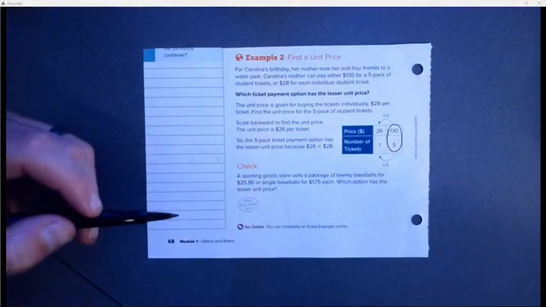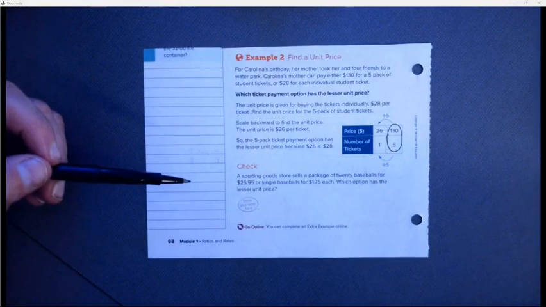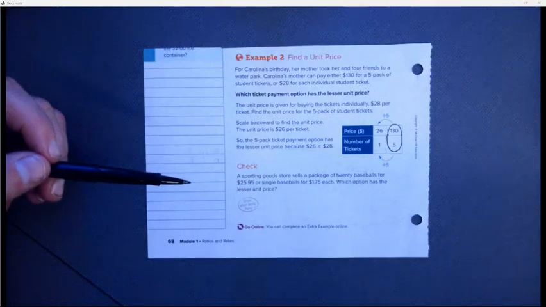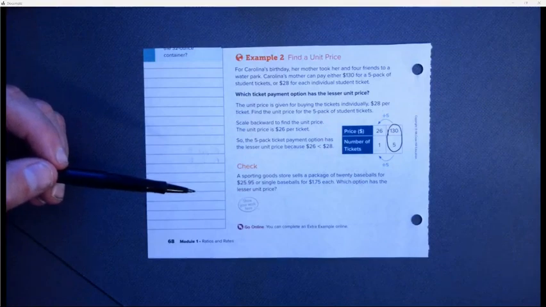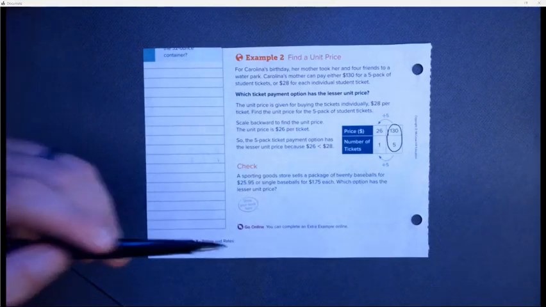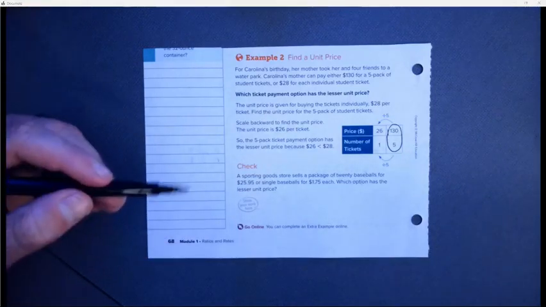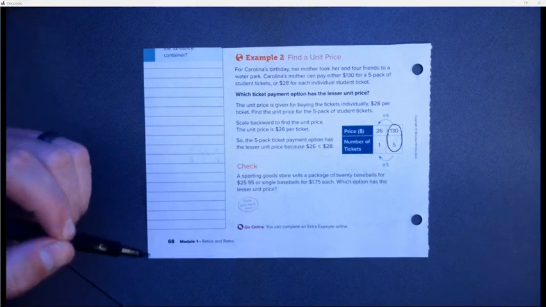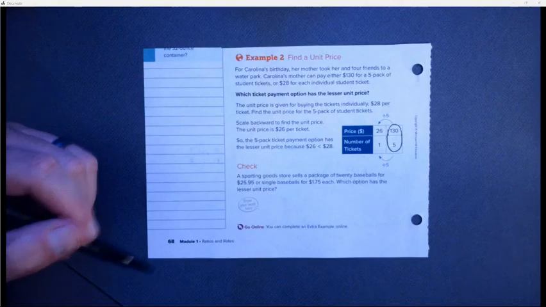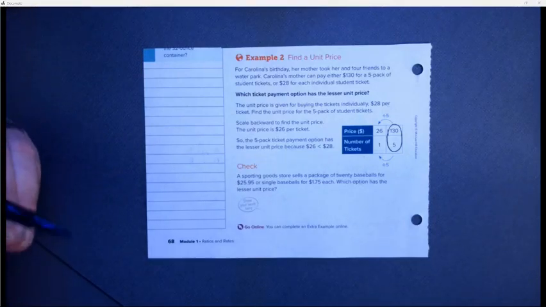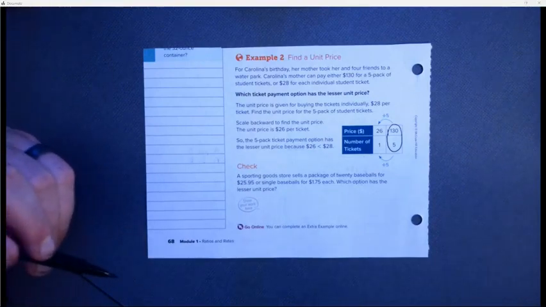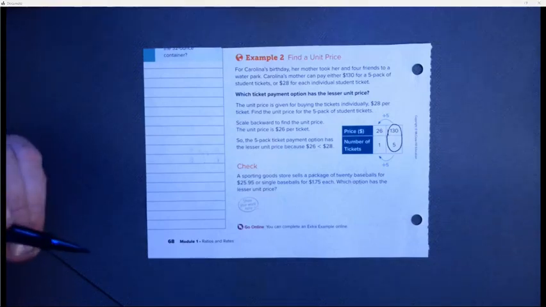All right, our check problem at the bottom of the page tells us a sporting goods store sells a package of 20 baseballs for $25.95 or single baseballs for $1.75 each. They want to know which option has the lesser unit price. When we're talking about unit price, we're always talking about the price per whatever the item is, price per the quantity. It might be how many of the item you're getting, the ounces, pounds. There are many things you can go to, but the price is always going to come first.